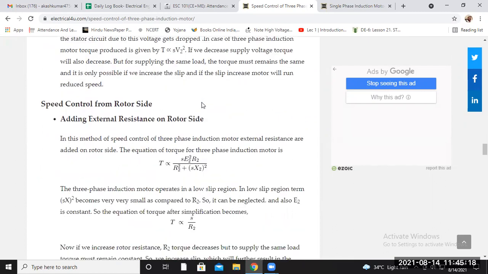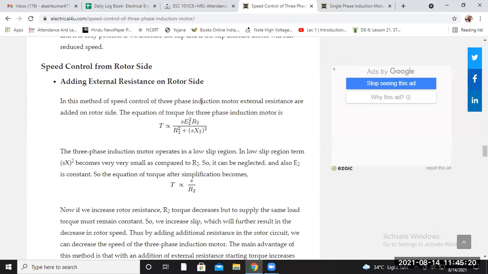Now the second part is speed control from the rotor side. If you have a wound rotor machine, that means you have control over the rotor, so that the speed control can be done in the induction machine. The first method is adding external resistance on the rotor side.